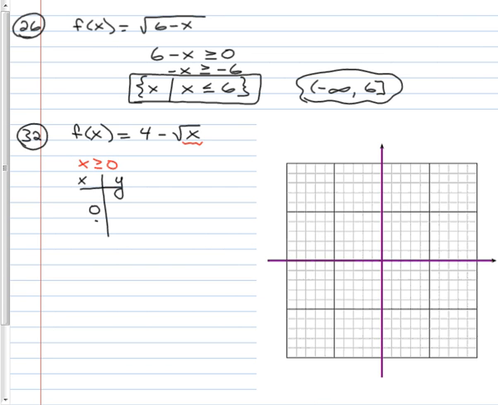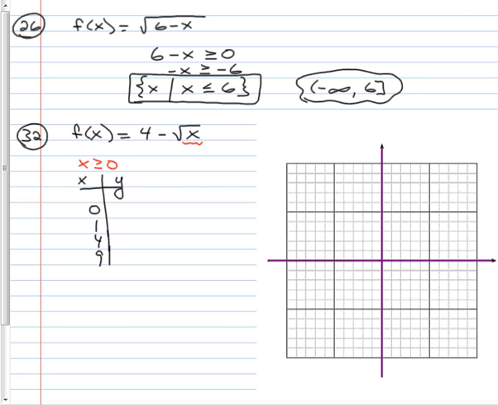0, 2, 4, 9. Now why am I choosing 2, 4, 9? Oh, 2. I don't want 2. 1, 4, 9. Why am I choosing 1, 4, 9? They're perfect squares, and I take the square root of them. You don't have to. You get a decimal, and that's fine.